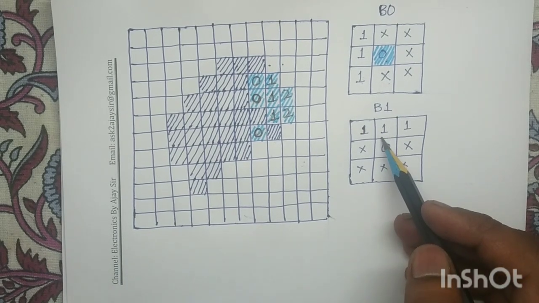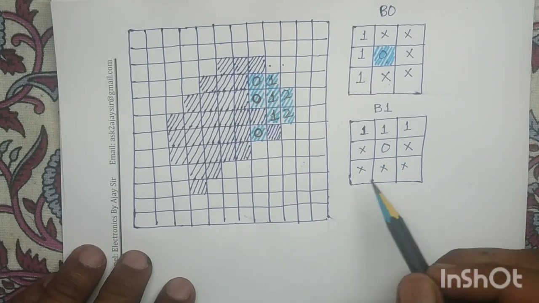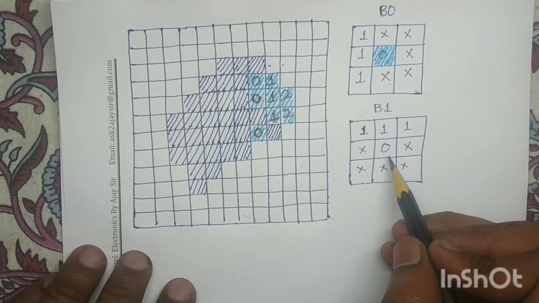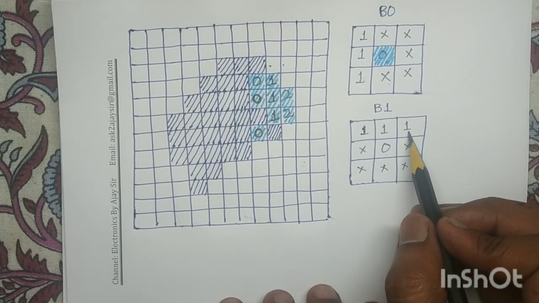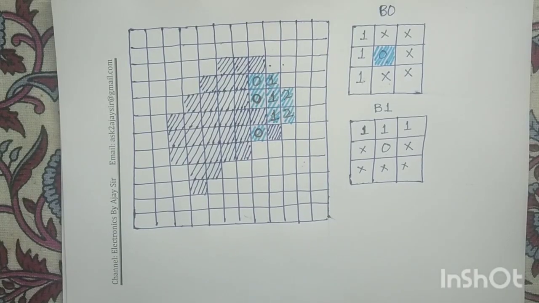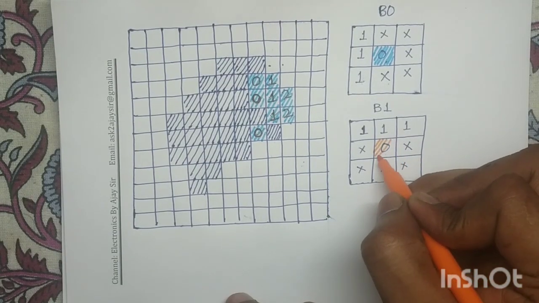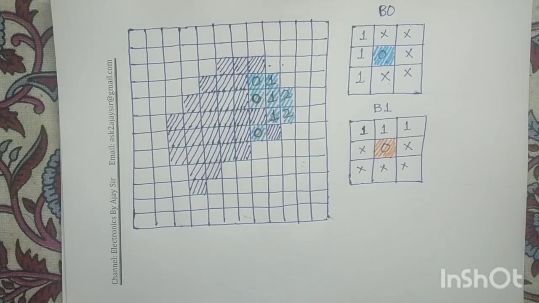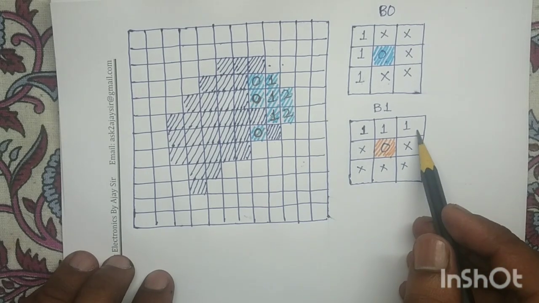For B1, again we have to perform the hit or miss transformation on this given intermediate result, and we will try to find this hit pattern. The center should be 0 and the above 3 are logic 1. In order to mark B1, we will use some different color, the orange color, and we will try to find this B1 pattern. The center should be 0 and the above 3 are logic 1.